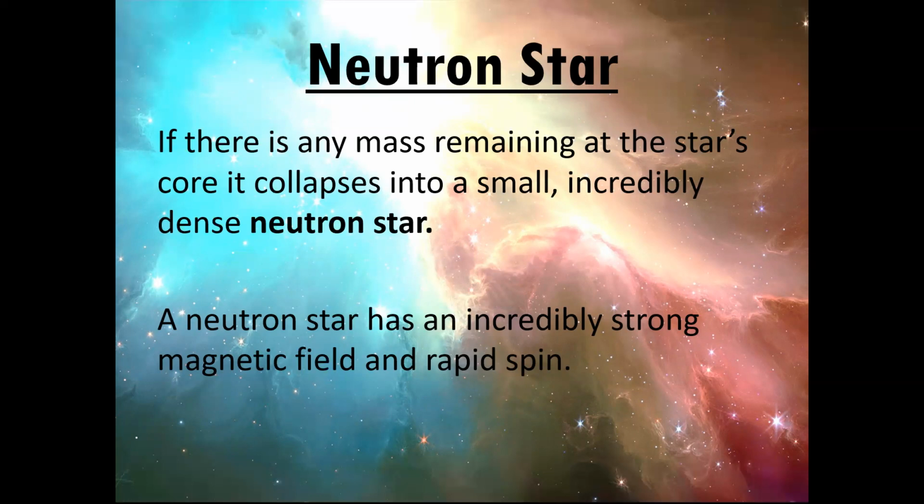Okay, so if there's mass remaining, a neutron star is produced. A neutron star has an incredibly strong magnetic field and a rapid spin.